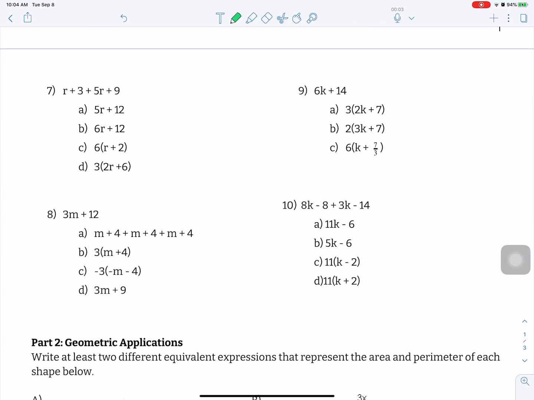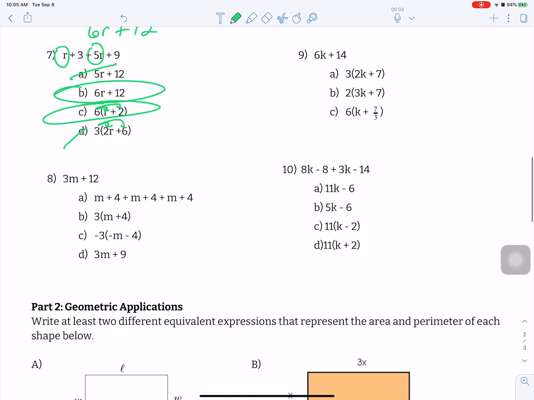I wanted to look at number 7 and number 10. I think we'll look at those 2, and otherwise you're checking on these. Again, I'm combining like terms, so I'm going to combine my R's together to get 6R, and I can immediately cross that first one off because it's a 5R. 9 plus 3 is 12, so that works for this one. And then I'm just testing. 6 times R is 6R, 6 times 2 is 12, that also works. 3 times 2 is 6R, and 3 times 6 is 18. So that one does not work. Again, we're simplifying things. We're putting things into different forms so that we can compare them using that distributive property in this case.